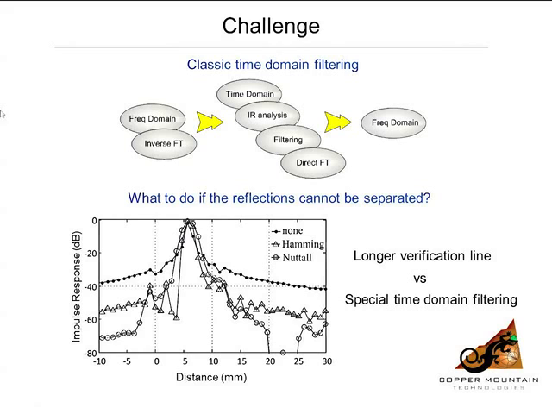So as an example, consider the impulse response below here. It's really impossible to identify and separate three distinct reflectors here. We see really only one reflector.